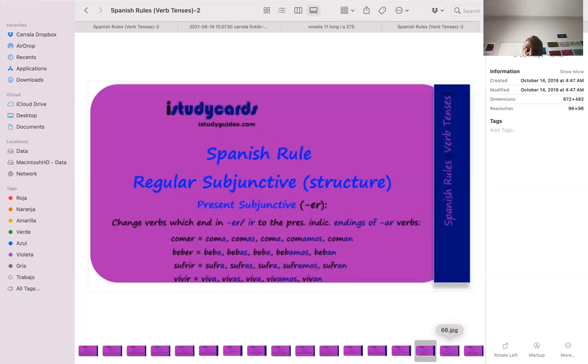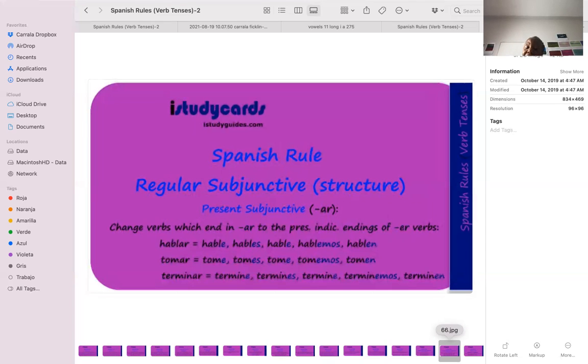Okay, and one more. Let's look at the AR verb, and let's look at how the AR verb takes the ER ending for regular subjunctive structure. Hable, hables, hable, hablemos, hablen. Tome, tomes, tome, tomemos, tomen. Termine, termines, termine, terminemos, terminen.